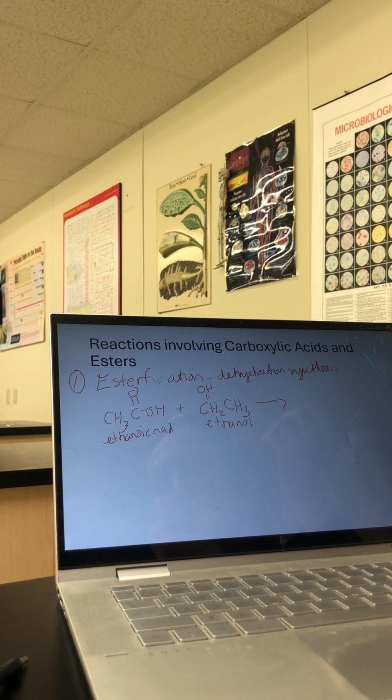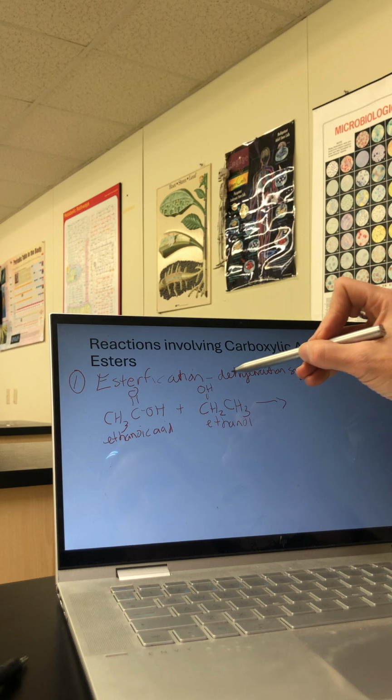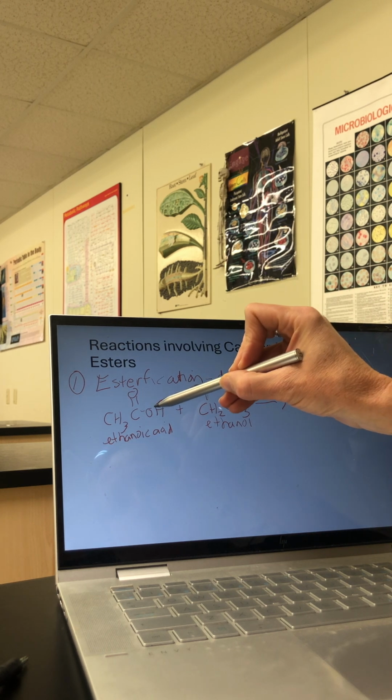But in order to make an ester, it's going to be a reaction between a carboxylic acid and an alcohol. Now, I want you to look at this and predict how it's going to bond. Remember that a dehydration synthesis is going to be the removal of a water. So, can you see where you would remove the water? Right here.